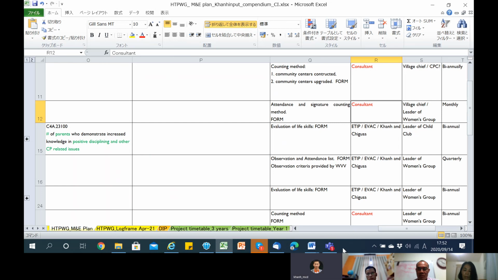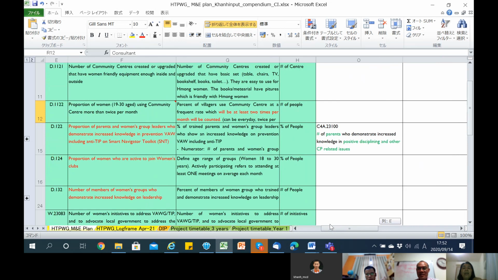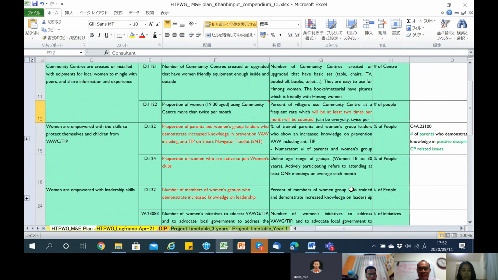I put Mr. Kwan here already. Yes. Okay. Promotion of parent and woman. Here we have the name of parent and woman. So that means caregiver, parents and woman, group leader, who demonstrates.